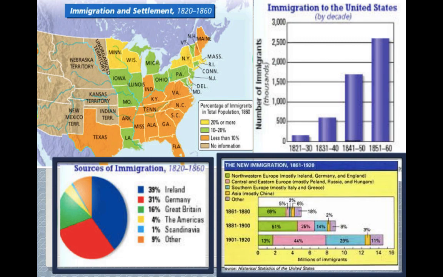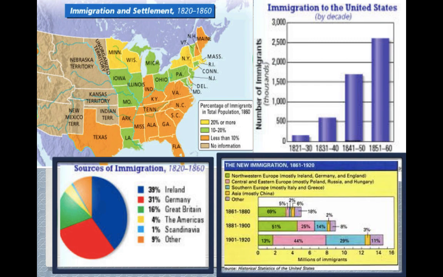Where are we shifting to? We have northwestern Europe, mostly Ireland, Germany, and England, moving into Central and Eastern Europe, mostly Polish, Russian, and Hungary. Southern Europe is blue, mostly Italian and Greek. Orange is Asian, mostly Chinese, and then you have the purple there everywhere else.